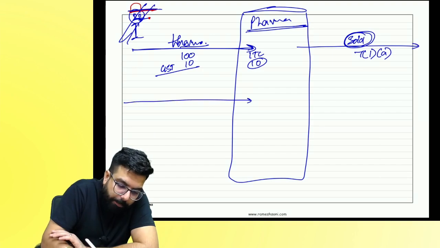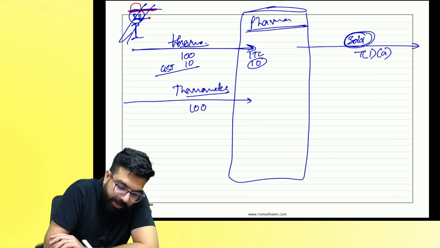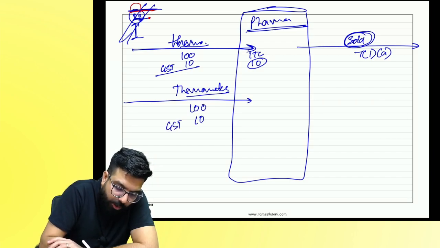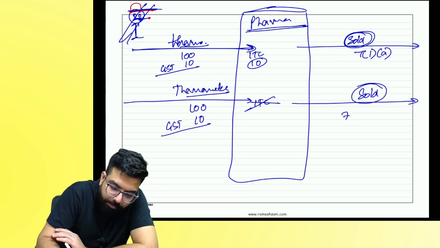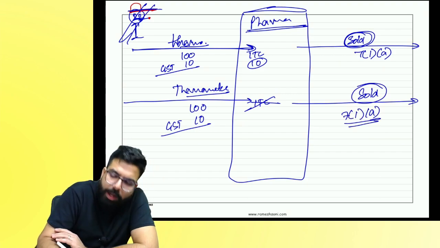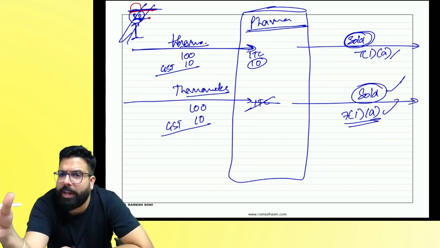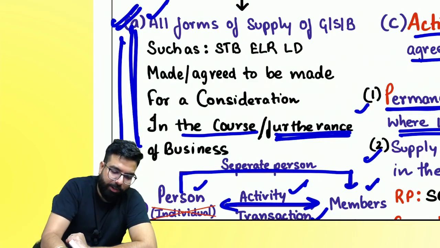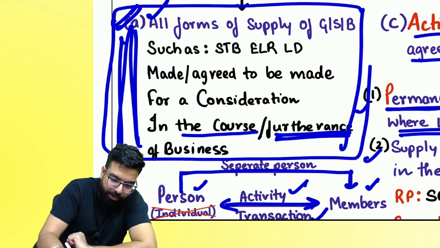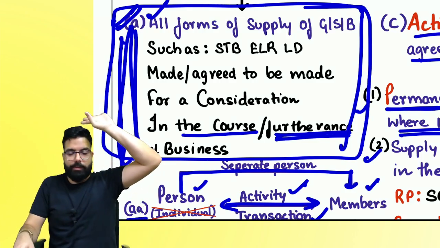Next. Company bought thermometer. Okay, everyone? 100 rupees thermometer, GST is 10 rupees. Company did not take the input tax credit, but they went ahead and sold it. 71A. Sale is 71A. Whether you take ITC or you don't take ITC, doesn't matter. Tell me one thing. In 71A, was it told anywhere that you should take ITC only, then it will be a supply? They told three things: sale, consideration, business.